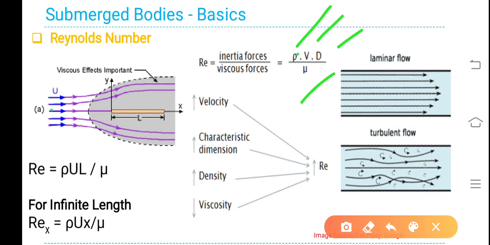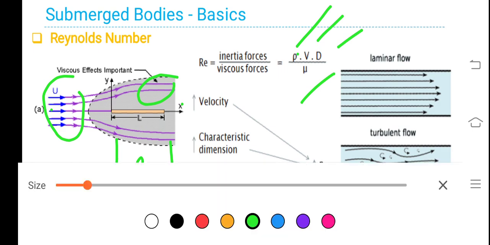Now you see here, u or v is the uniform velocity with which the fluid is moving, and there is a flat plate which is kept parallel to the fluid. This is length L as it is shown in the figure. Thereby the viscous effect is important here. Velocity V, characteristic dimension, density, viscosity, whatever I said. Therefore, Reynolds number is given by rho u L by mu. This L is equivalent to D. For infinite length, Re is equal to rho u x by mu. This is laminar flow situation. This is laminar flow condition.